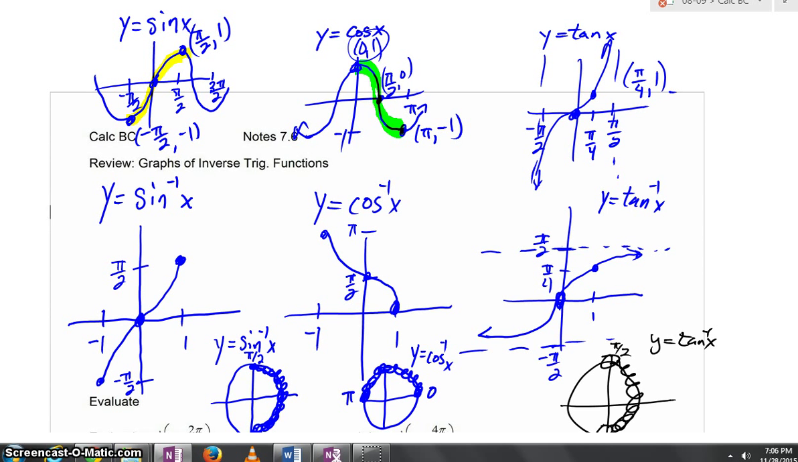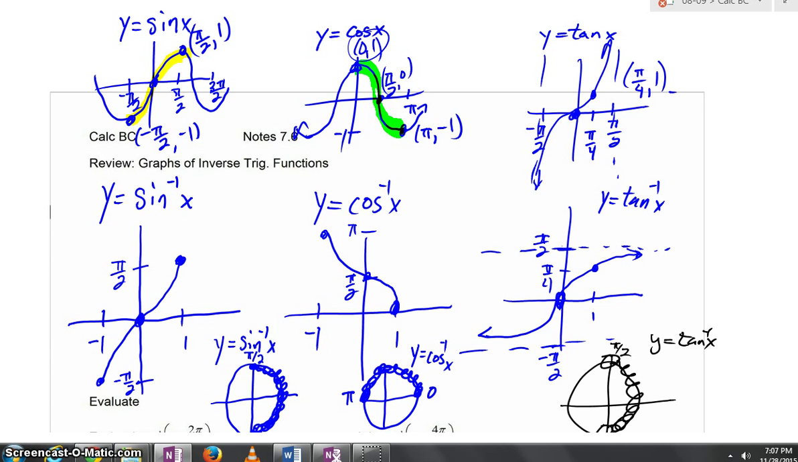Okay, Calc BC lesson 7.6. Honestly, one of the longest lessons of our entire school year. I'm going to try to streamline it some. You can see at the top, I've sketched out graphs of sine, cosine, and tangent.